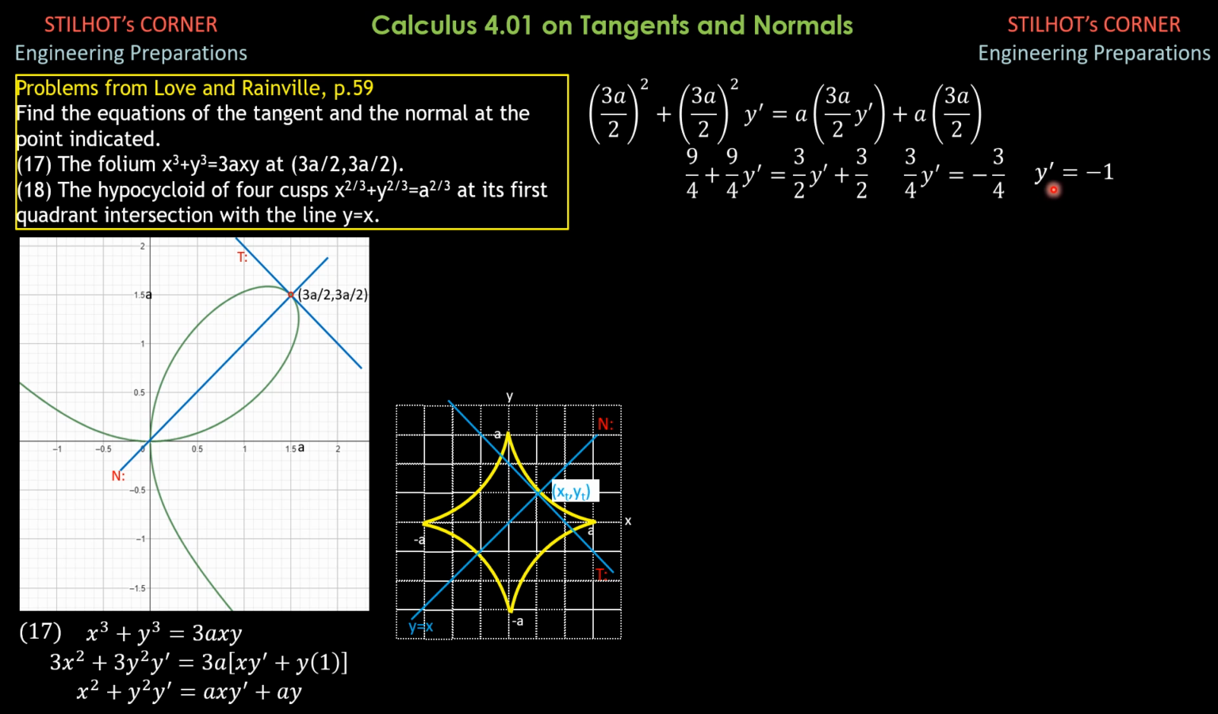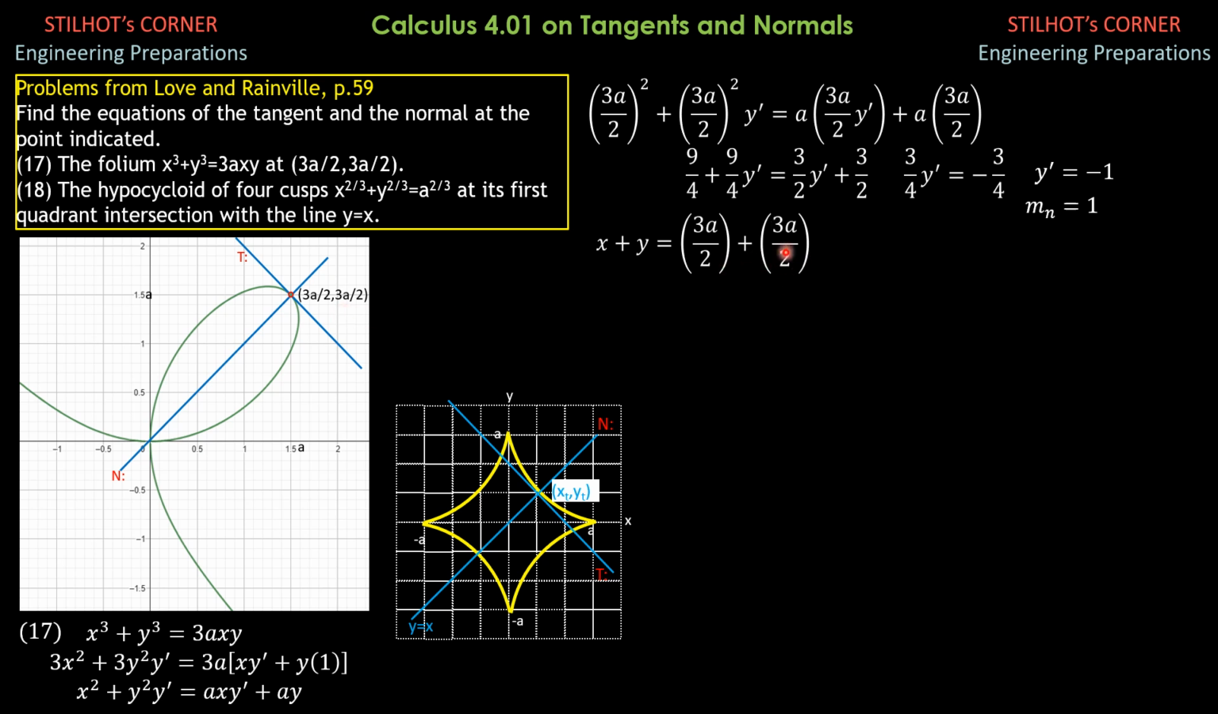If the slope of the tangent is negative 1, the slope of the normal would be the negative reciprocal of negative 1, and that is positive 1. When the slope of the tangent is negative 1, the equation should be in the form x plus y equals a constant, a line that has negative 1 as slope. So x plus y equals 3 halves of a plus 3 halves of a.